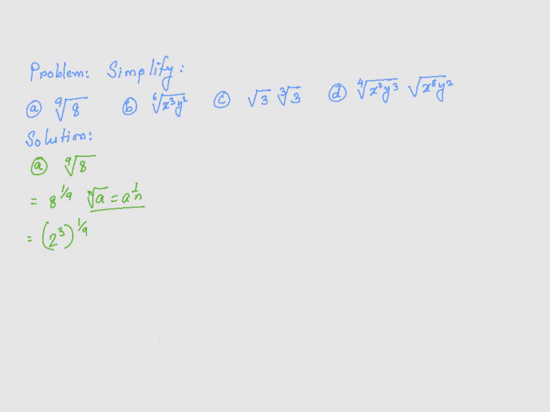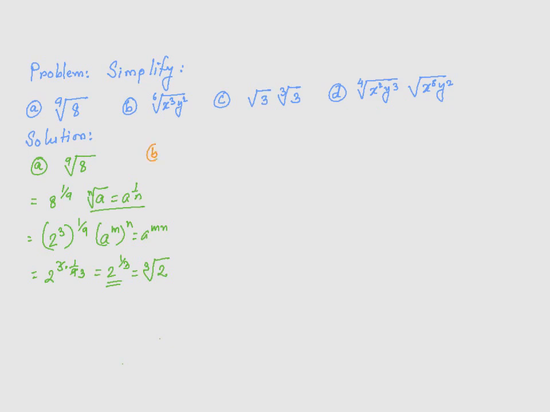Now I could simplify this further by using this rule: a to the power m raised to the power n is a to the power m times n. So that's going to give me 2 to the power 3 times 1 over 9. Now 3 goes into 9 3 times, so that's going to give me 2 to the power 1/3. You can either leave it this way or you could simplify it slightly further, which is the cube root of 2. So that's A.